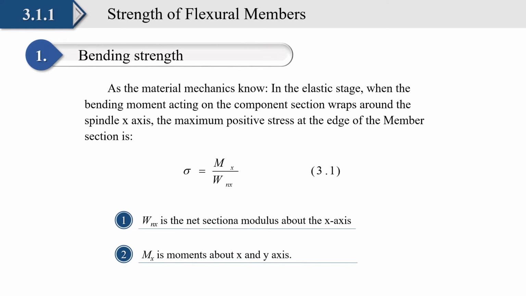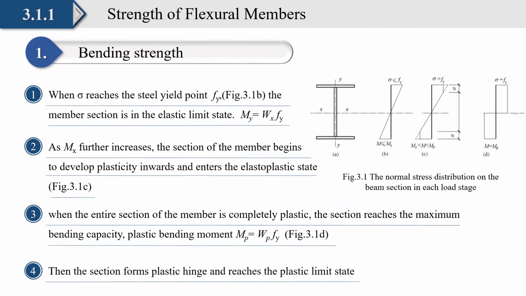Now, first, bending strengths. As material mechanics tells us, in the elastic stage, when the bending moment acts on the member section about the principal x-axis, the maximum normal stress at the edge of the member section is expressed as formula 3.1. Wnx is the net section modulus about the x-axis. Mx is the moment about the x-axis.